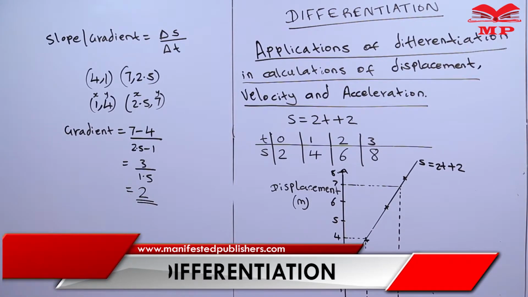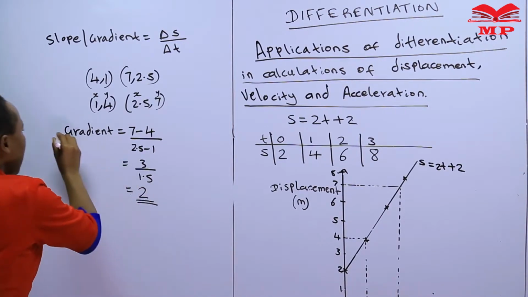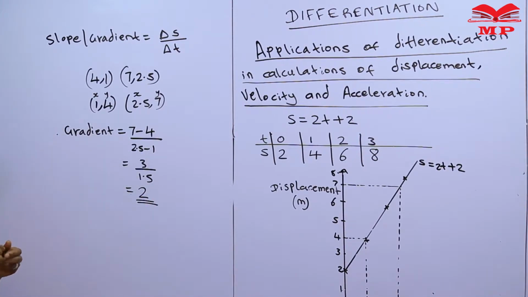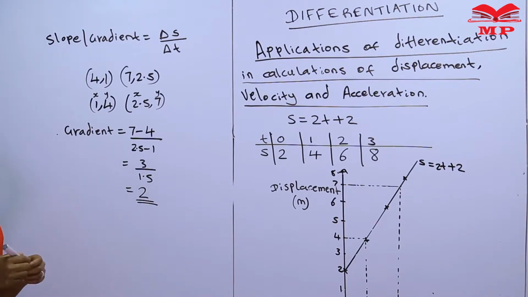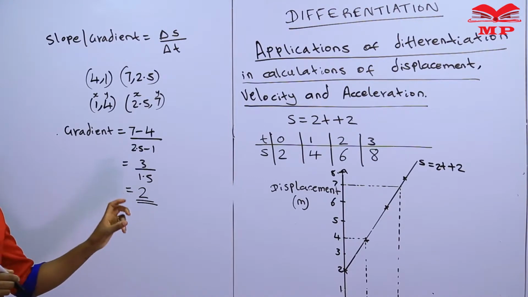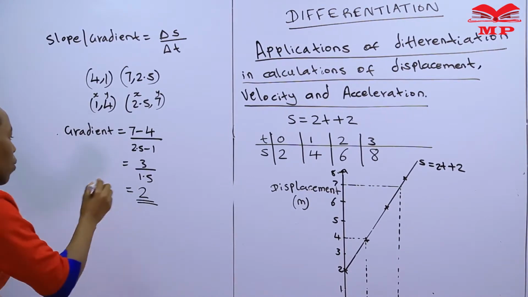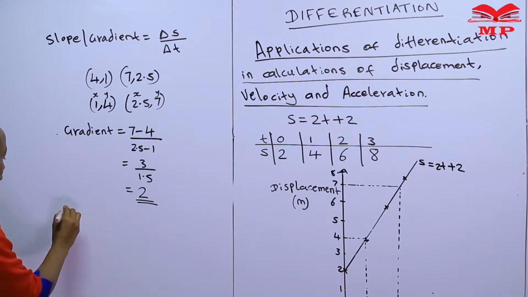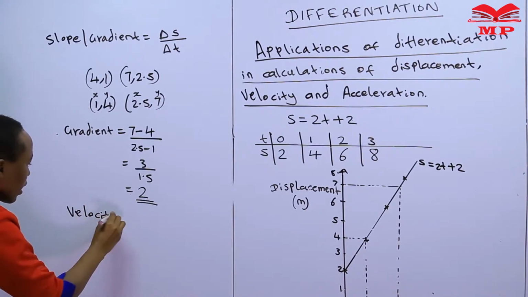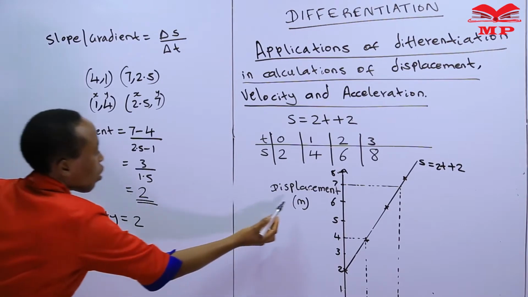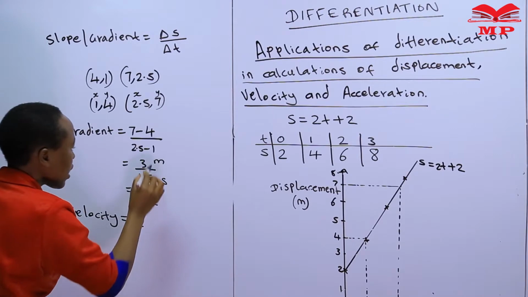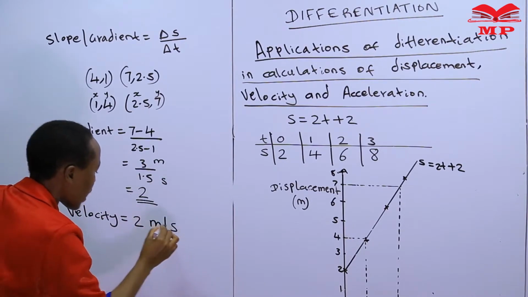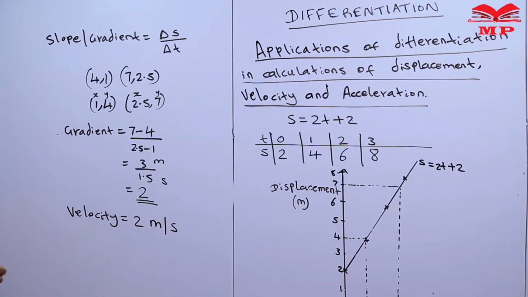The gradient is 2. I want you to note that our gradient is equal to 2. And we have said that for the graph of displacement against time, the gradient is equal to the velocity. And therefore, from plotting the graph, the velocity is 2. On the y-axis we have meters, on the x-axis we have seconds, and therefore it is 2 meters per second. That is the velocity.